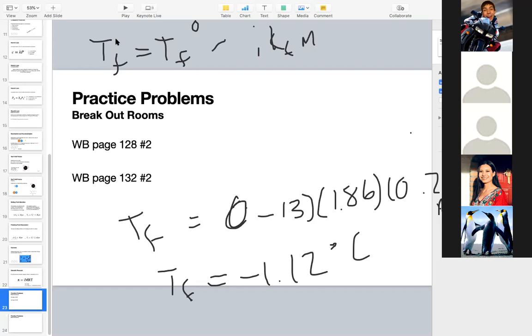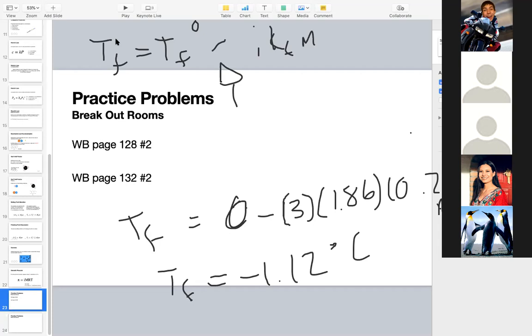So yeah, that's the freezing point. Basically the same thing as boiling point. It's just important that you remember the negative sign. So any questions on boiling point, freezing point? Not too hard, right? Not too hard. Alrighty, cool.